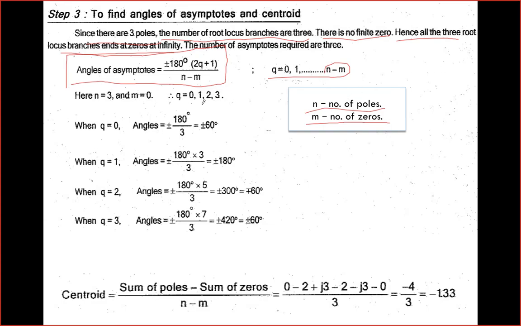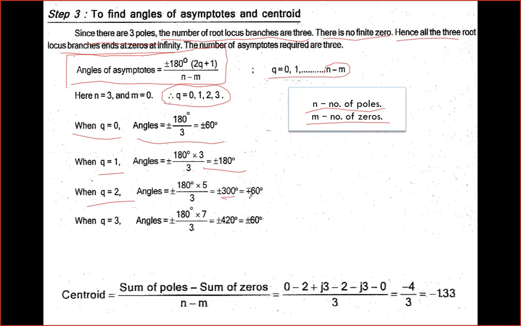ஸோ அப்போ 3ங்கும்போது q வேல்யூ வந்து 0, 1, 2. Okay, q value is 0, 1, 2, 3. So we are going to substitute q is equal to 0, 1, 2, 3 in this equation. There is angles of asymptote equation and we are going to find out the angle of asymptotes. Okay, first we are going to substitute q is equal to 0. When you are substituting q is equal to 0, angle is plus or minus 60. When q is equal to 1, angle plus or minus 180. And q is equal to 2, angle is plus or minus 300.